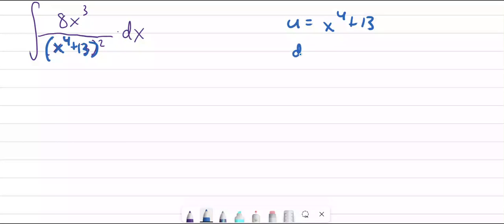And then next step is take the derivative of u. So du dx is 4x to the 3rd. Derivative of 13 is 0 since it's a constant. Then we'll multiply both sides by dx because we're going to try to get that by itself. So cancel over here and then divide both sides by 4x to the 3rd.